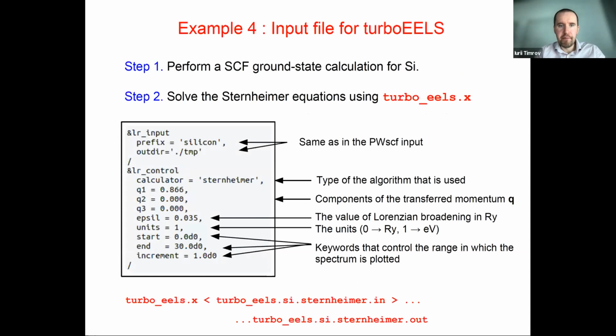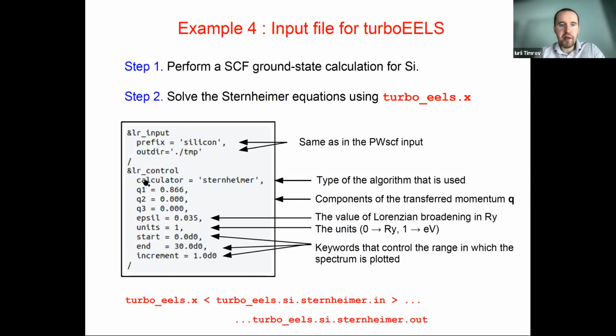Okay. So this is the input we do as usual. First, step one, PW calculation. Step two, turbo_lanczos calculation. Now we specify the calculator Sternheimer instead of Lanczos. We no longer have the keyword iter_max, so we don't have those iterations which were specific to Lanczos, and we don't have a restart option yet.